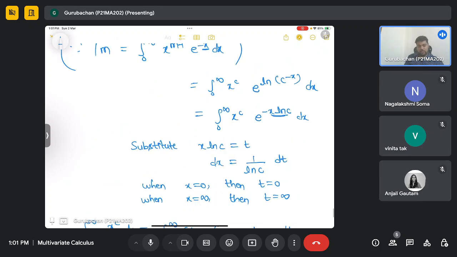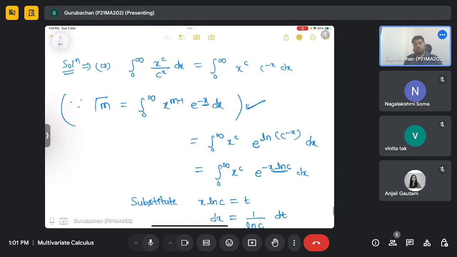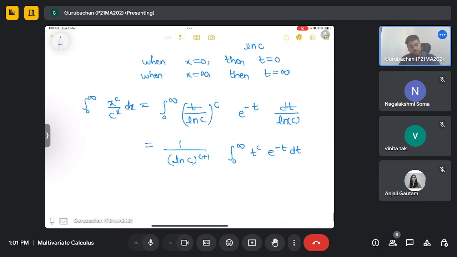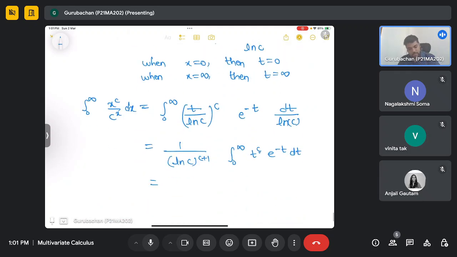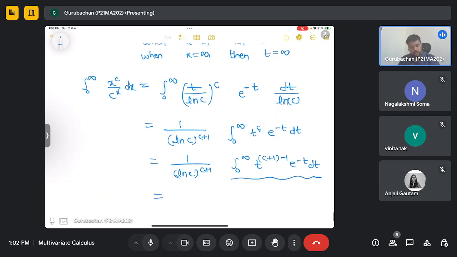Now whether it looks like the gamma function or not: to look like the gamma function, here there should be m minus 1 type terms, and here is c. So what we can do is write it as the integral from 0 to infinity of t to the power c plus 1 minus 1. Now it is the same as the definition of the gamma function. So from here we can conclude that this will be gamma of c plus 1 divided by ln c.